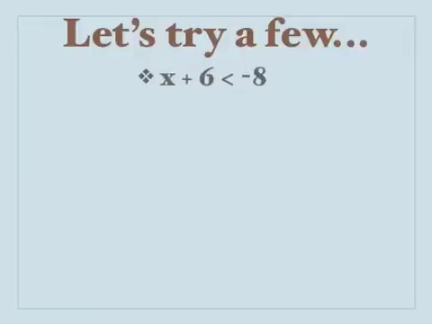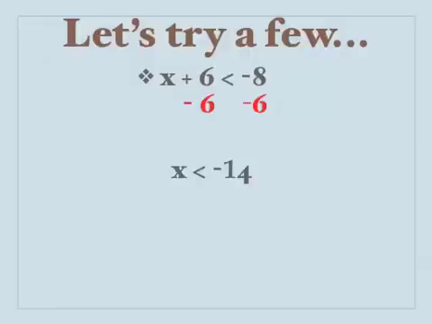The next example says x plus 6 is less than -8. I need to get rid of adding 6. The way that I get rid of adding 6 is by subtracting 6 from both sides of the inequality sign. The 6s are going to cancel each other out. So I'm left with x is less than -8 minus 6. When you have -8 minus 6, you have the same signs. Remember, when you have the same signs, you add the numbers and keep the sign. So 8 plus 6 is 14, and we keep it a -14.